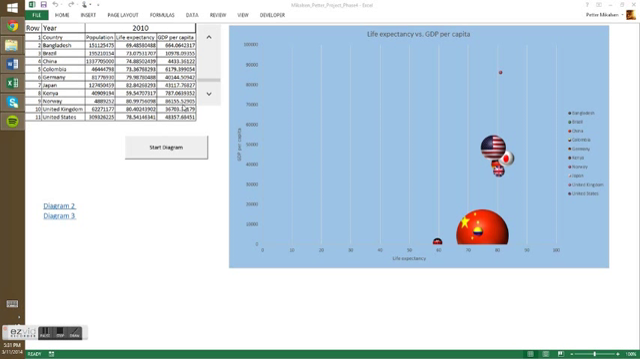This is my first diagram showing life expectancy versus GDP per capita, with the population being the bubble size. I chose these because I wanted to look if GDP per capita increased life expectancy or not, if there was a correlation between those two.